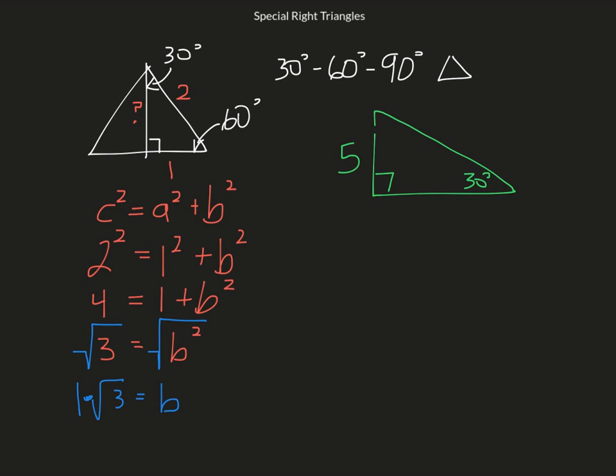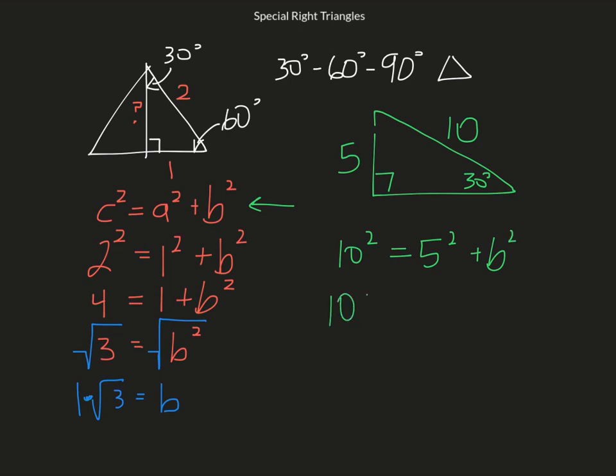Well, I hope that you could see that the hypotenuse is 10. But what about side b? Well, again, we can go back to c squared equals a squared plus b squared. So in this case, it'd be 10 squared, which will be 100 in a minute, equals 5 squared plus b squared.